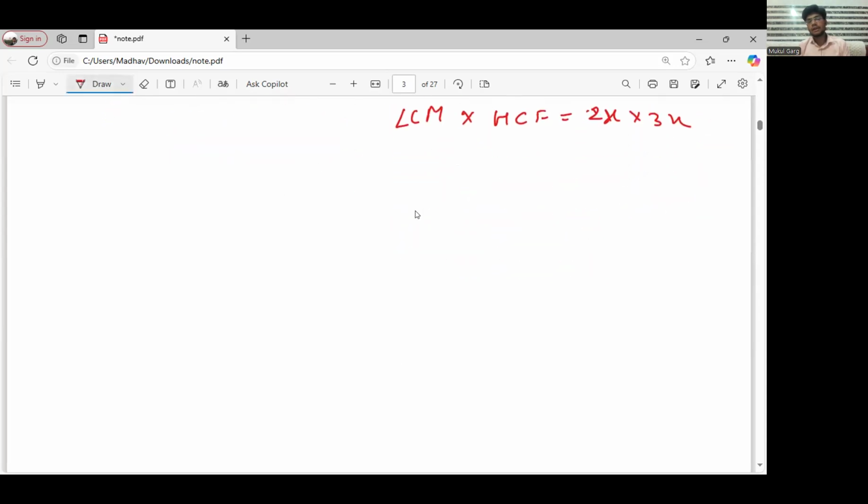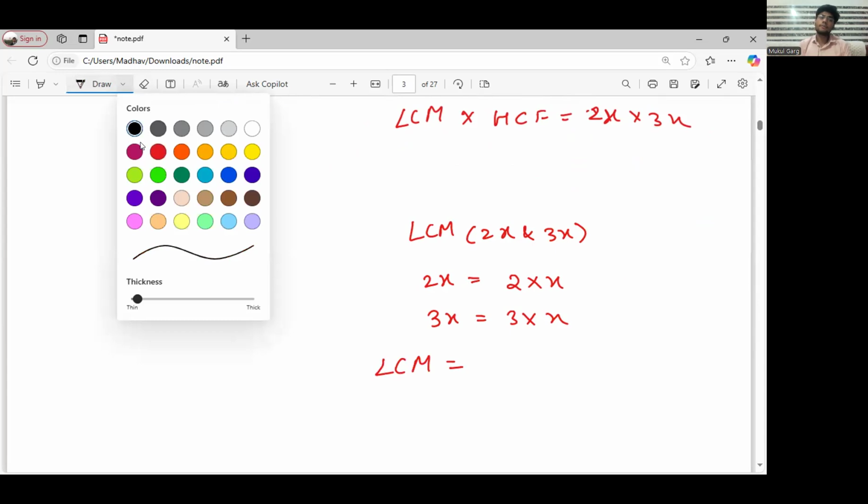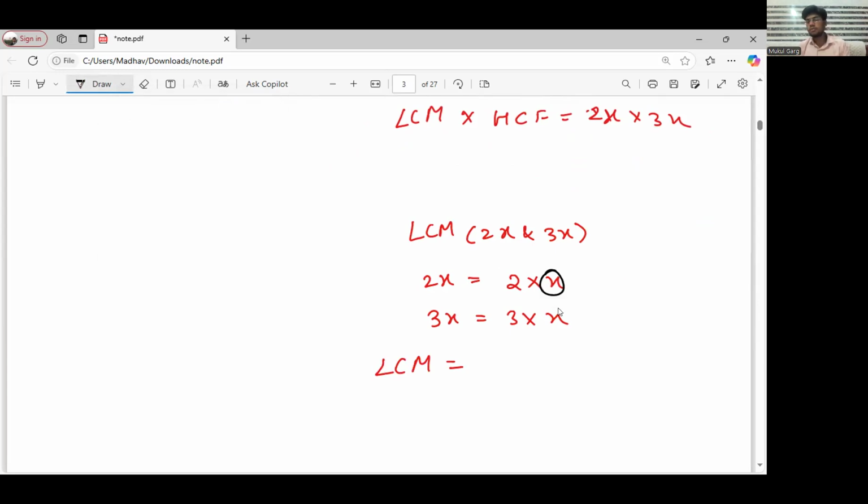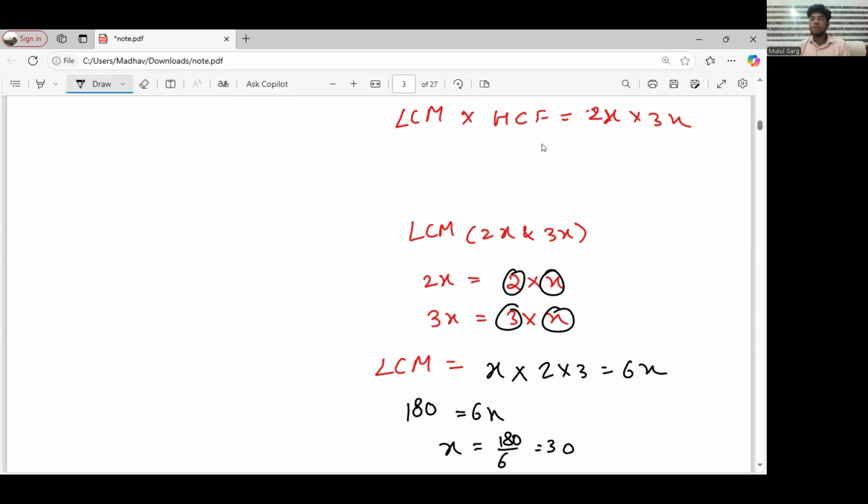Look here, LCM of 2x and 3x. 2x can be written as 2 into x, and 3x can be written as 3 into x. What is LCM? LCM is the product of the highest power of each prime factor. So x is also a factor, its highest exponent is x, and the other two are also there. So 2 into 3 into x, we got the LCM as 6x. Now LCM is already given to us as 180, so 6x equals 180. From here we get x: 180 upon 6, which is nothing but 30. We got x.